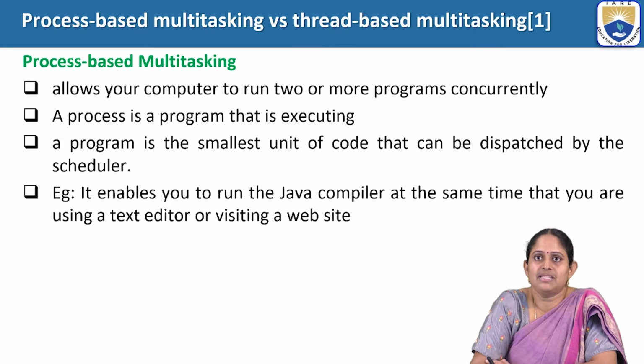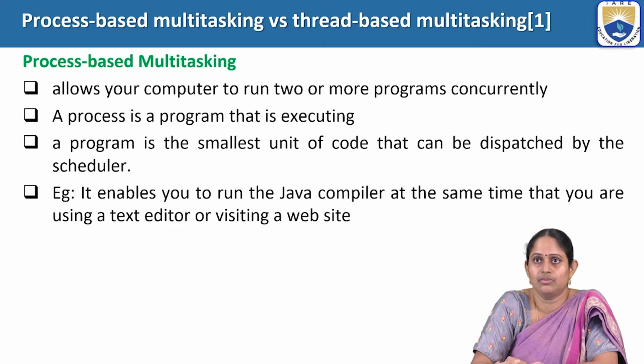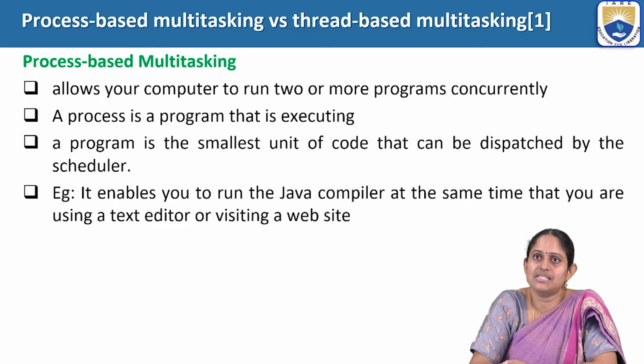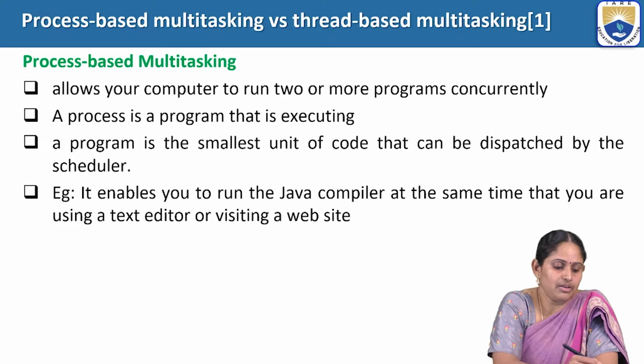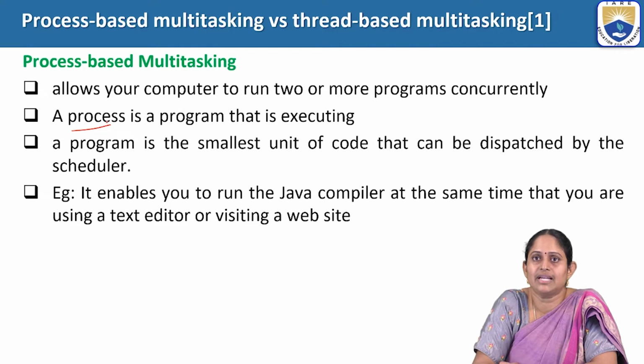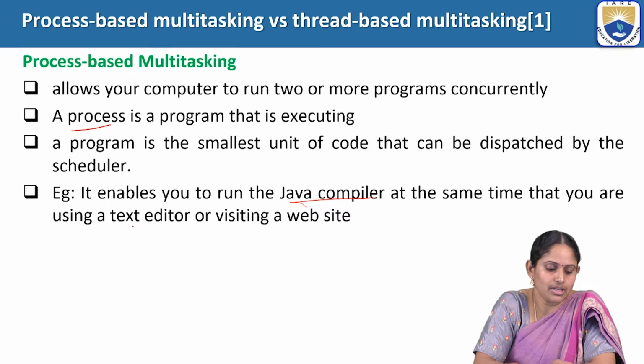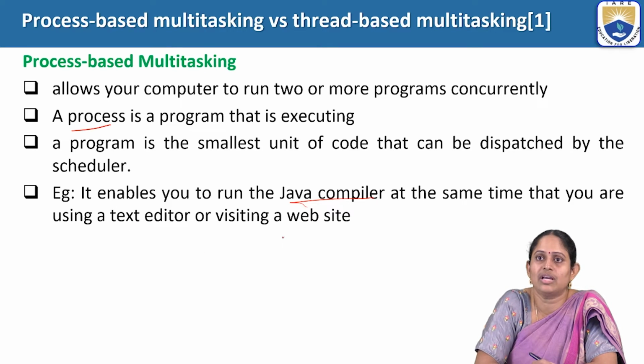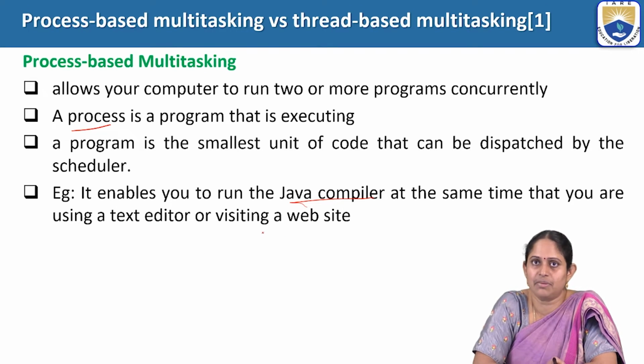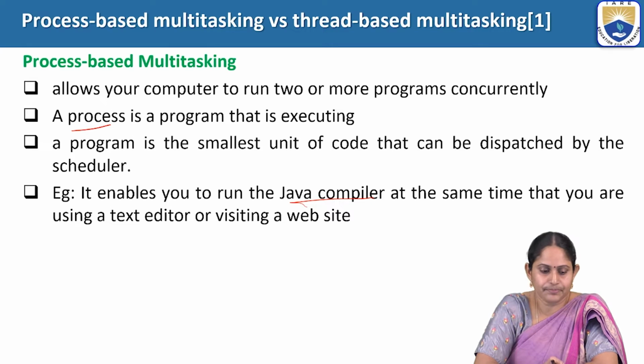Process-based multitasking allows the computer to run two or more programs concurrently. That means it can execute more than one program at a time. A process is a program under execution, the smallest unit of code that can be dispatched by the scheduler. For example, when you run the Java compiler, you can use a text editor like MS Word, or you can browse a website. This is an example of multitasking.